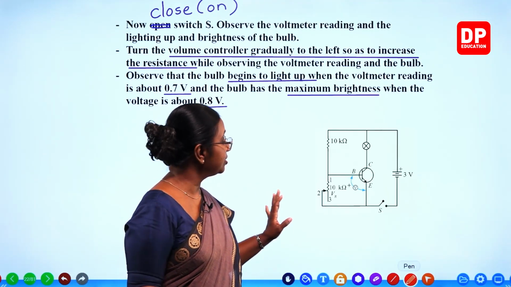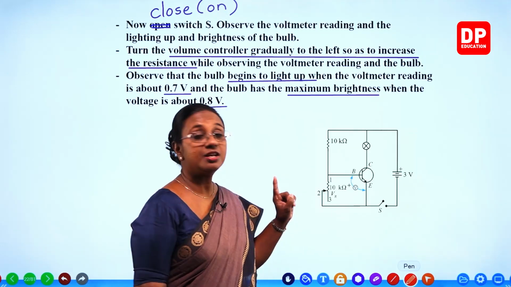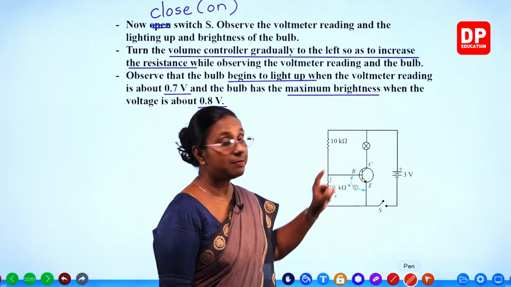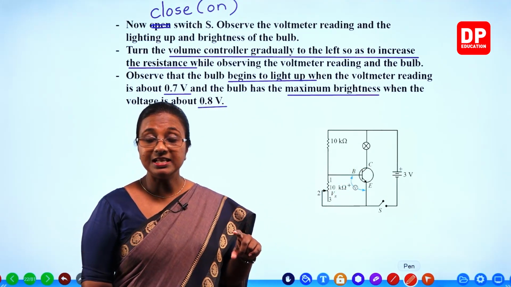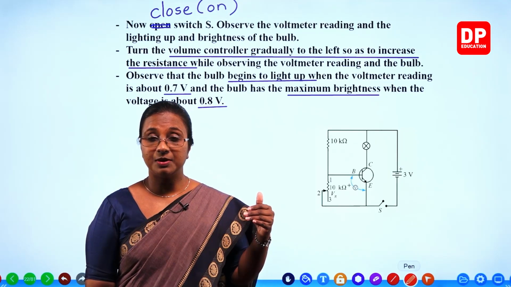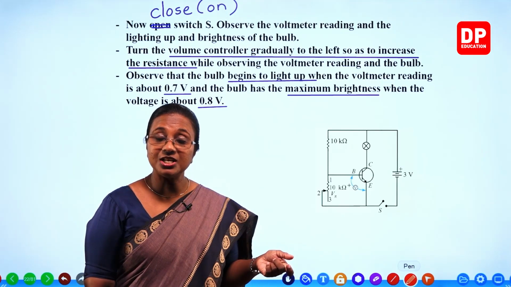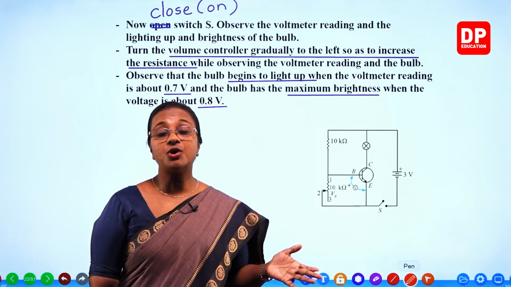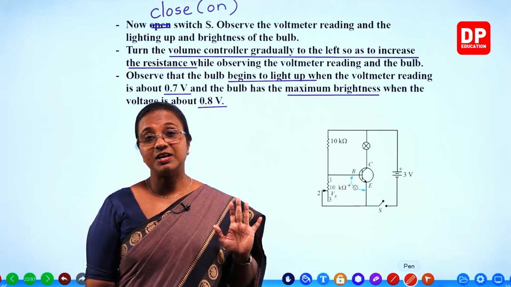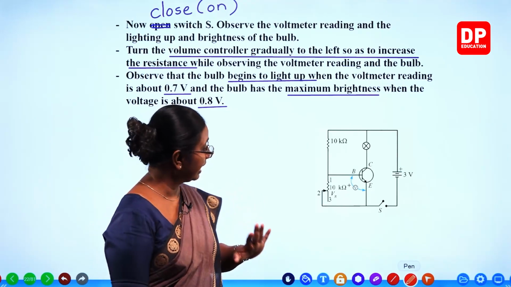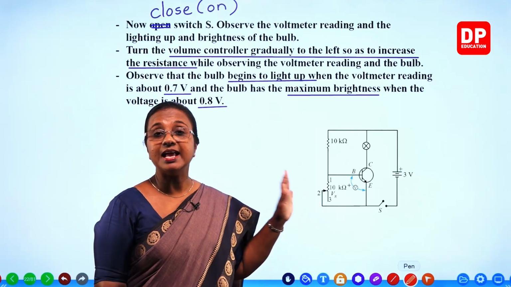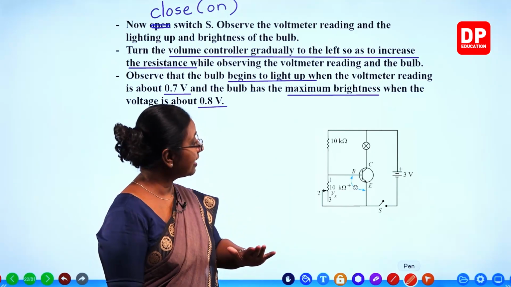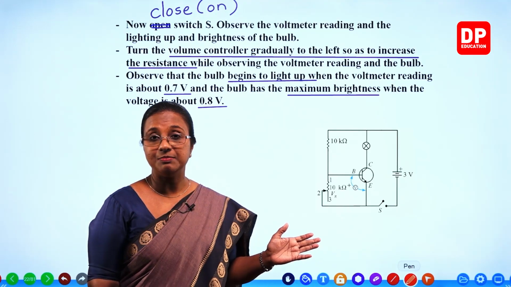But you were able to see when I change the resistance using the volume controller, at one point the bulb lights and then the brightness increases and reaches a maximum. And when I again change the resistance, you did not see the bulb light. The bulb goes off. So that was the observation you all were able to get. So we will try to understand how the transistor acts as a switch to turn on the light bulb and to turn off the light bulb.